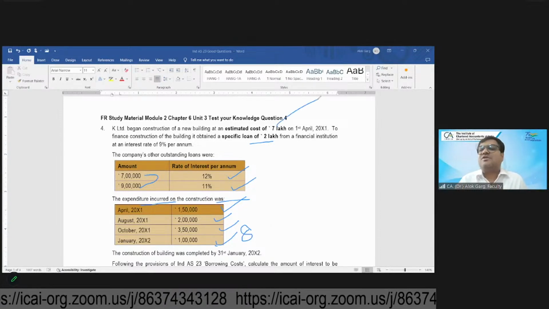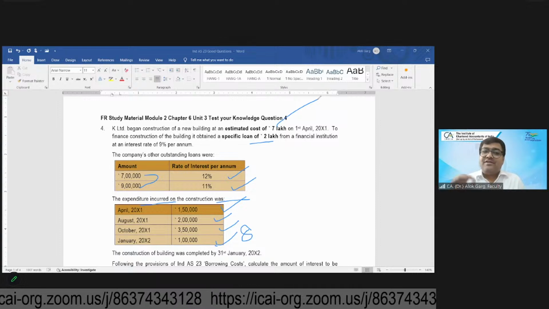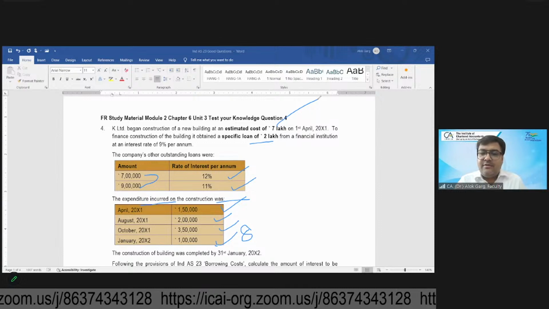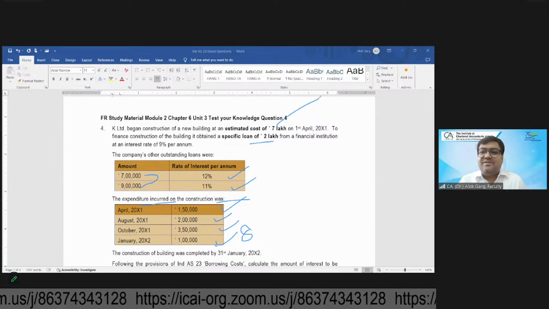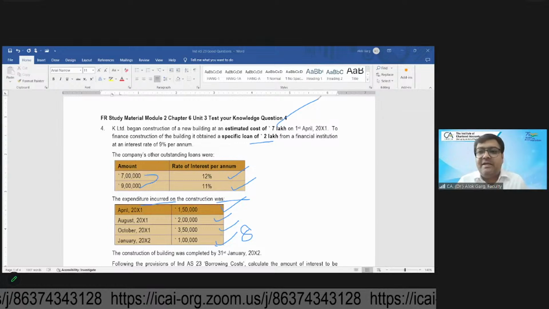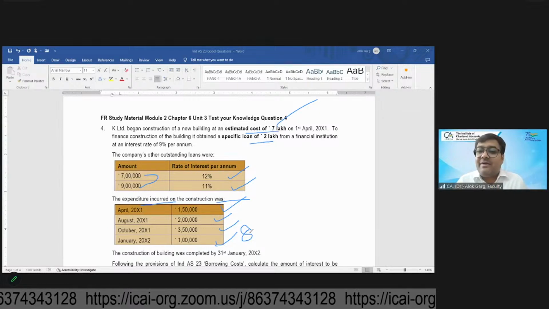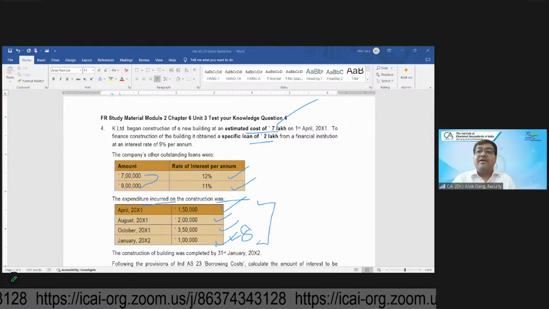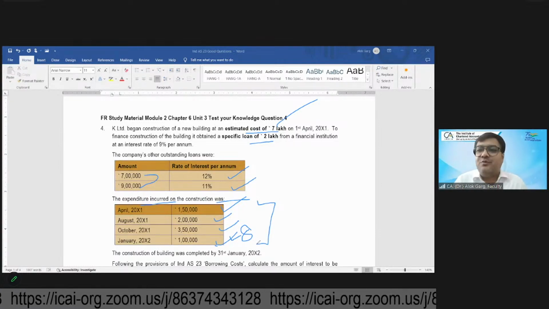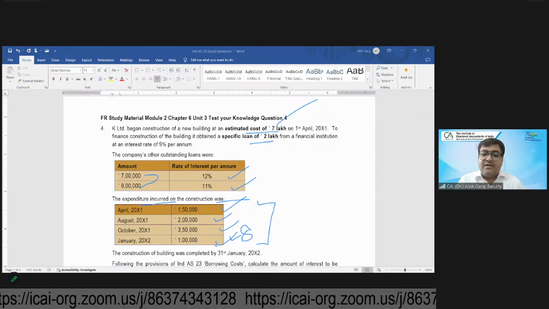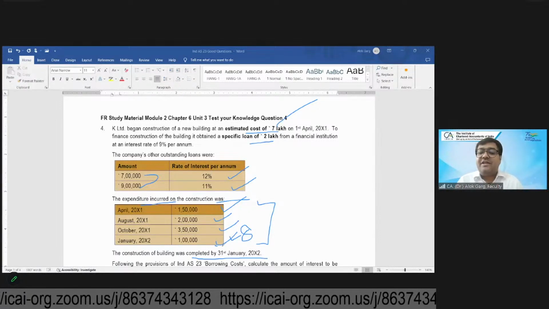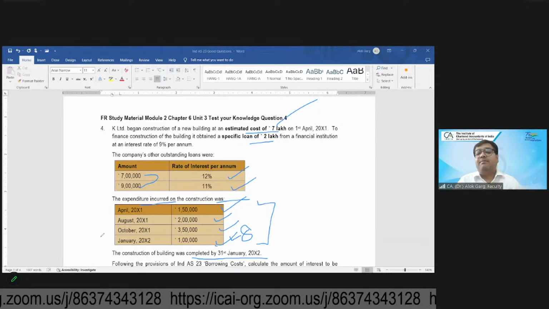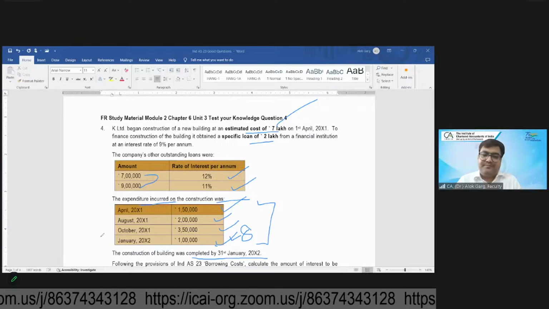It was an estimated cost of 7 lakh, right? So the first learning in this question is, don't make your conclusions till the time you read the question completely. This cost was 7 lakh, but the actual cost incurred was 8 lakh. So you have to do all those calculations as per 8 lakhs, correct? That was the estimated cost, which was given just to confuse. The construction was completed on 31st January 20x2. So it was started in April and it was completed on 31st January 20x2.